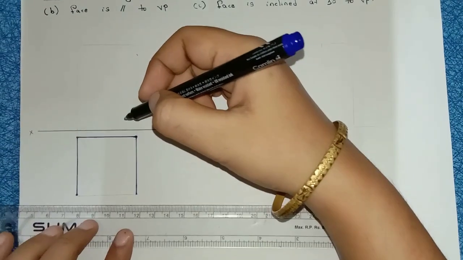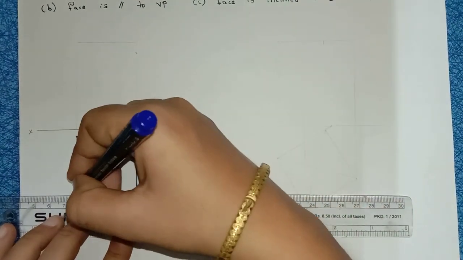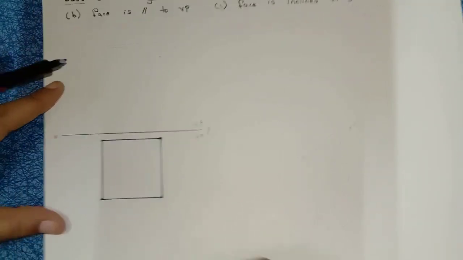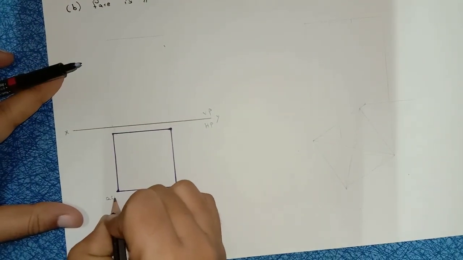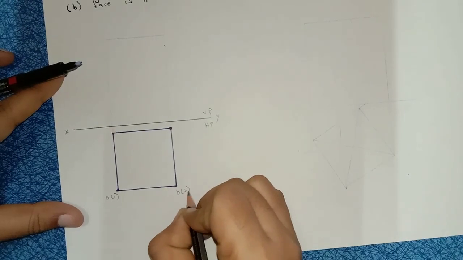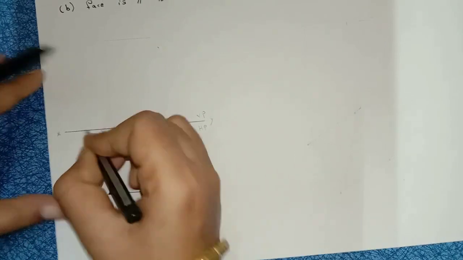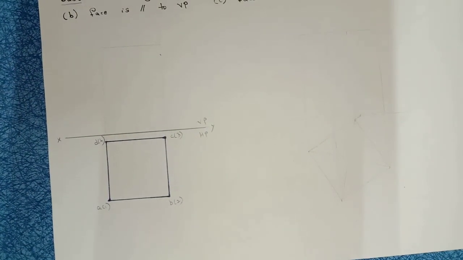Here they didn't mention any distances, so that's why we are leaving a 5 mm gap. If they mention any distance, leave that distance only, right? So I will start here: A of 1, B of 2, C of 3 and D of 4, right? After that, what do we have to do?